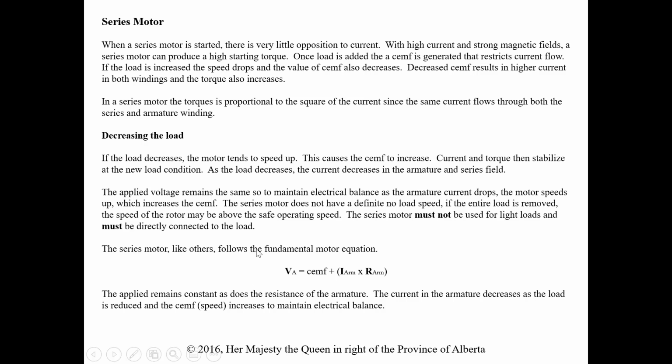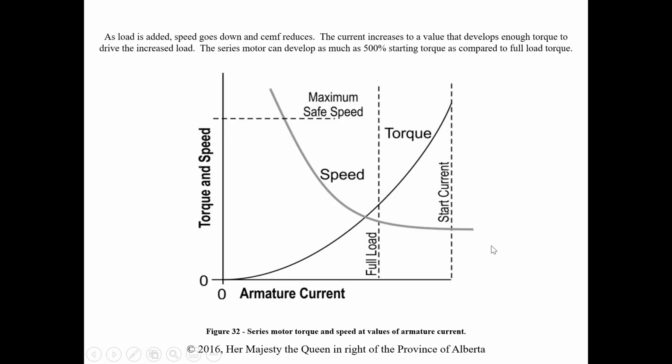The series motor, like others, follows the fundamental motor equation. The applied voltage remains constant, as does the resistance of the armature. The current in the armature decreases as the load is reduced, and the CEMF or the speed increases to maintain the balance. Again, very huge caution here. Okay, they have to be started under load. They cannot be operated at no load.